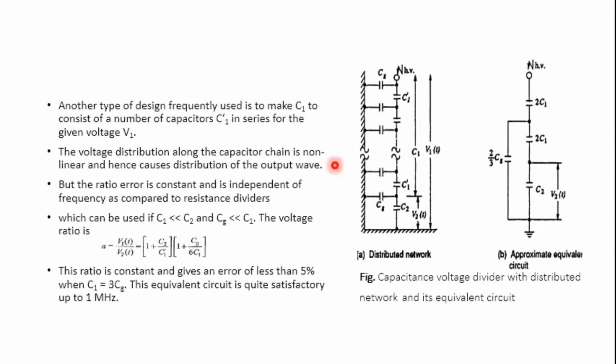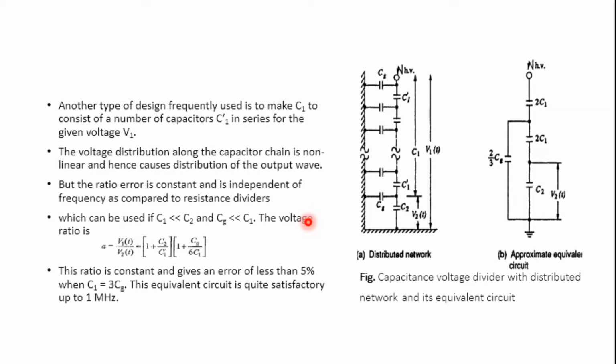But the ratio error is constant, and independent of the frequency of the variation, as compared to the resistance dividers. You can see here 2C1, which is in parallel with respect to 3 of the Cg value, and C2. This is the approximate equivalent circuit of this distributed network. This network can be used when C1 is very small compared to C2, and the ground capacitance is very small compared to C1.